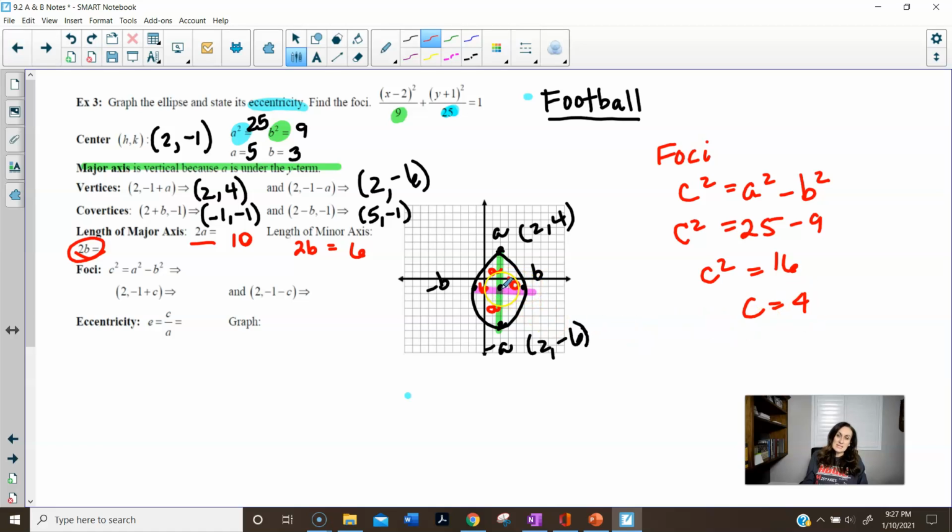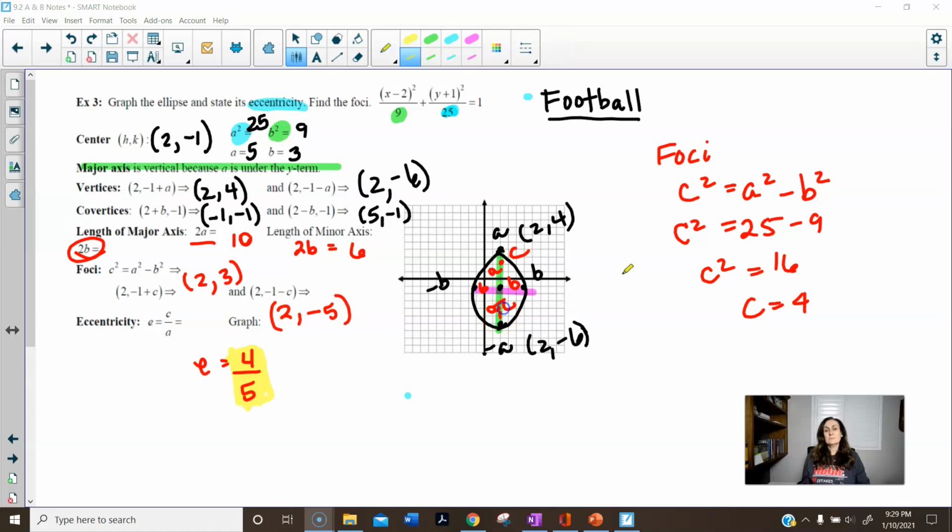So from the center, you're going to count up 1, 2, 3, 4. There's your c. And down 1, 2, 3, 4. So that's where your foci are going to be.